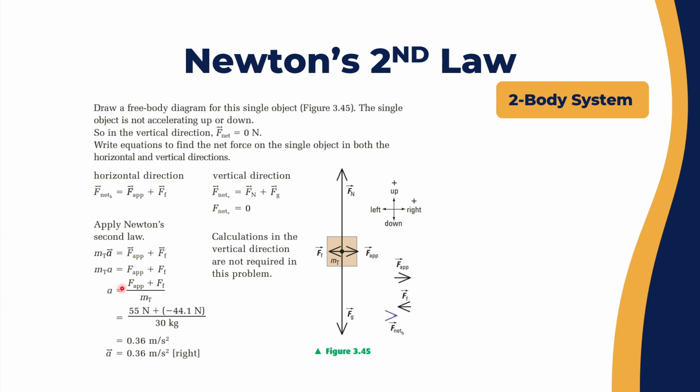Rearrange the equation: you have the applied force plus the friction force over the total mass. That would be 55 newtons plus negative 44.1 newtons over 30 kilograms. That would give you an acceleration for the system of 0.36 meters per second squared to the right.